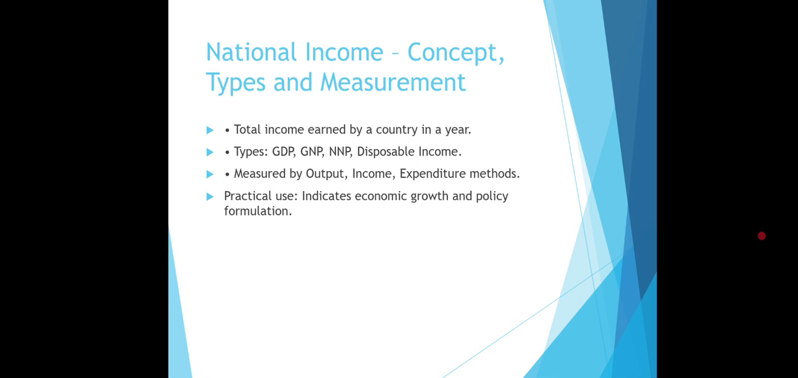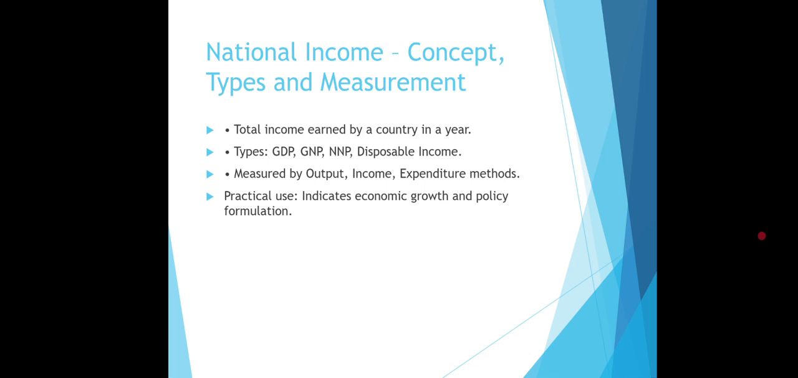Basically, national income is equal to the total value of goods and services produced by a nation. Next we have the types of national income, which include GDP, GNP, NDP, and per capita income. Okay, so these are the types of national income. After that we have different methods of measuring national income. The first method is the product method, then the income method, and third the expenditure method.